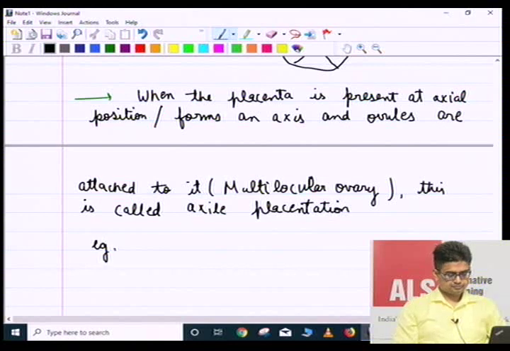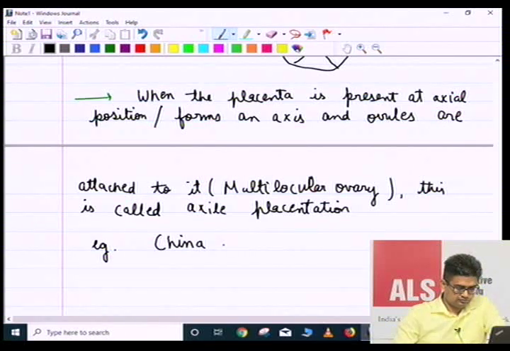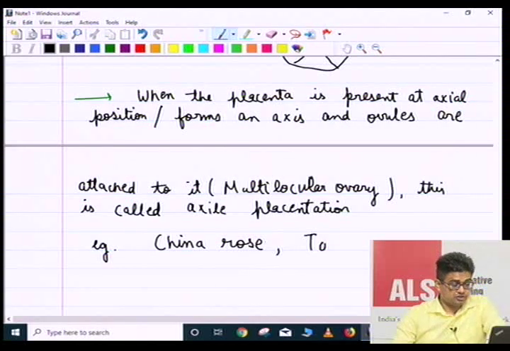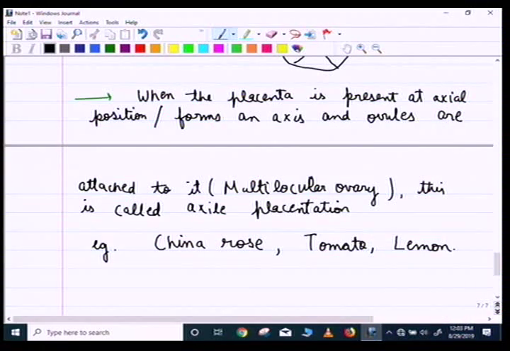Example. The examples are China rose. Again, China rose is a good example of so many things. Tomato. Tomato's botanical name is Lycopersicum esculentum. I don't need to remind you. And lemon, Citrus limon. China rose is hibiscus, Rosa sinensis. Okay.